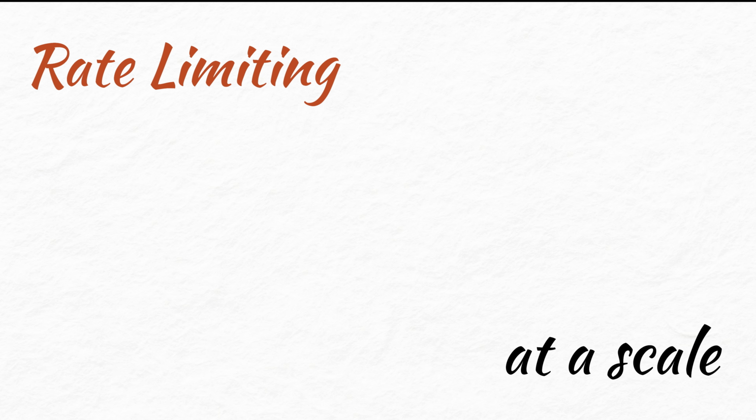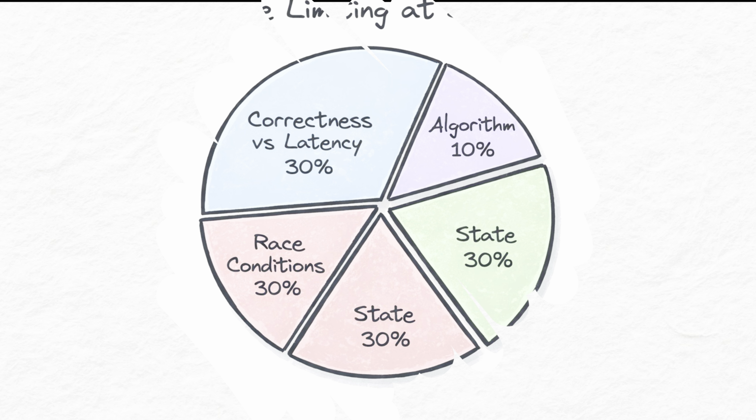Rate limiting at scale is a distributed systems problem. The algorithm is 10% of the work. The other 90% is state, race conditions, and choosing between correctness and latency.